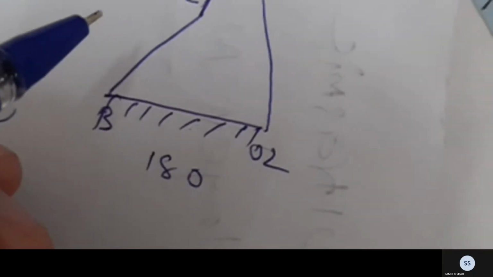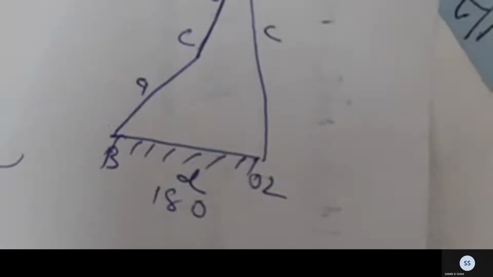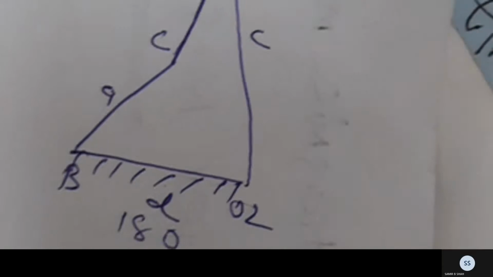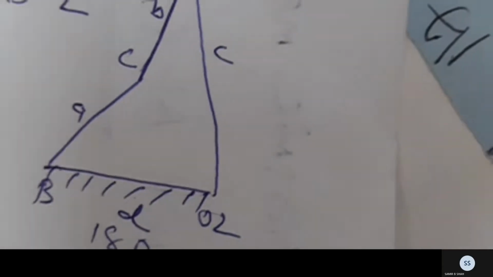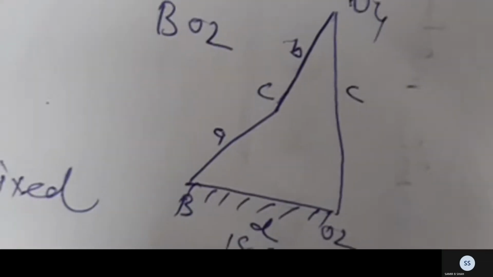So this is your figure of the chain mechanism where BO2 is fixed, and this is input, this is output, and this is the fixed link. So ABCD in this way. So if you follow the instruction of Grashof's law, then you generate the lever mechanism.